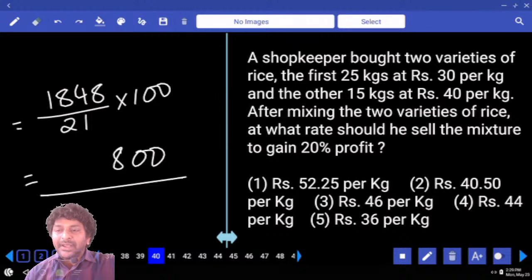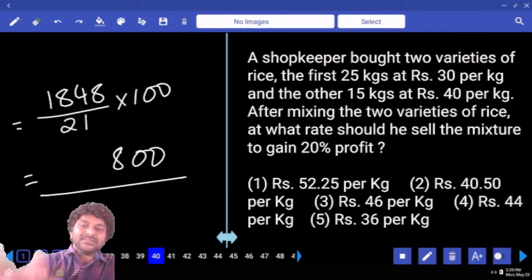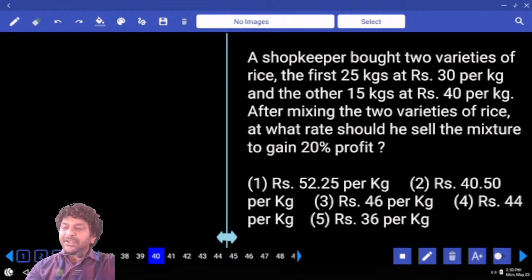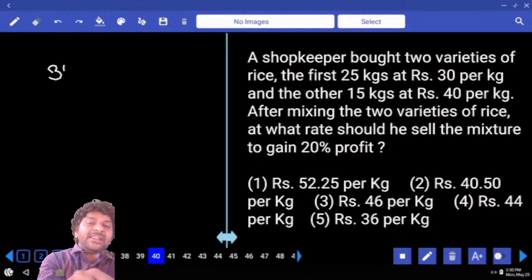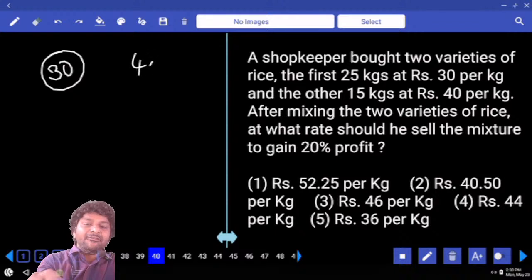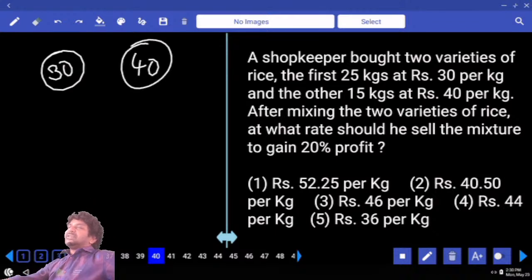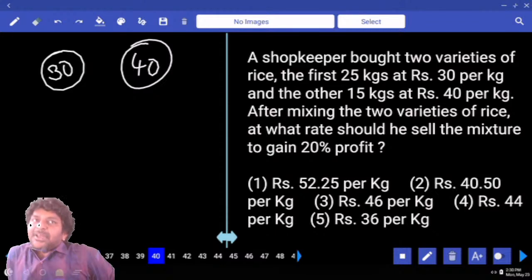A shopkeeper bought two varieties of rice. The first 25 kgs at 30 rupees per kg and the other 15 kgs at 40 rupees per kg. After mixing the two varieties of rice, at what rate should he sell the mixture to gain 20% profit? How much profit are you expecting? 20% profit. The first variety is 30 rupees and the second variety is 40 rupees. Are these cost prices or selling prices? Cost price only.